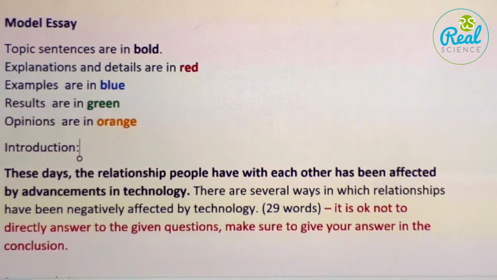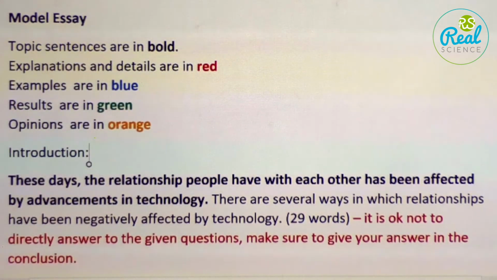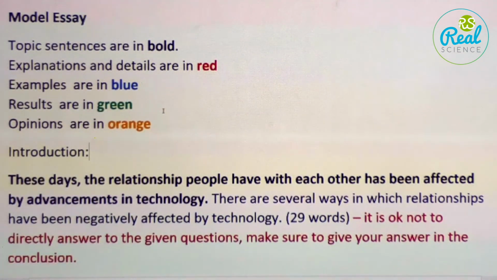I think then you will get it. Okay, so the model essay is divided, in bold, red, blue, green, orange. They are highlighted for you to see the clear difference between the sentences. Is it visible for you, or do you want me to share it on Zoom? Yes, visible. Okay. Topic sentences are in bold, explanations and details are in red, examples are in blue, results are in green, and opinions are in orange. Please stop writing.